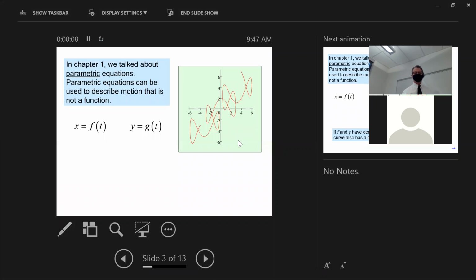So, what is a parametric equation? A parametric equation is used to graph things that are not functions. You see this picture on the slide, which fails the vertical line test, but you can graph it parametrically.